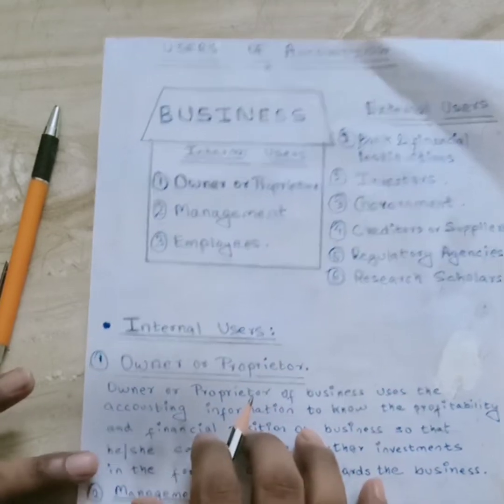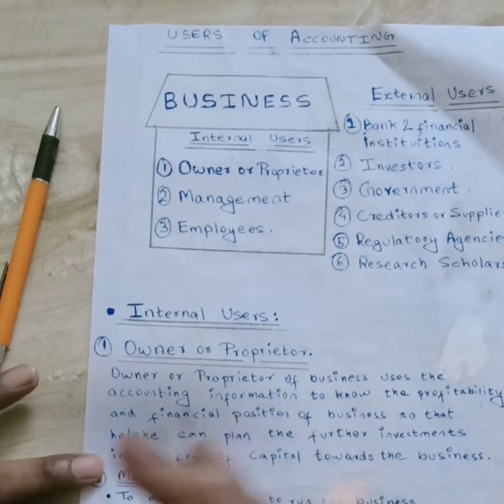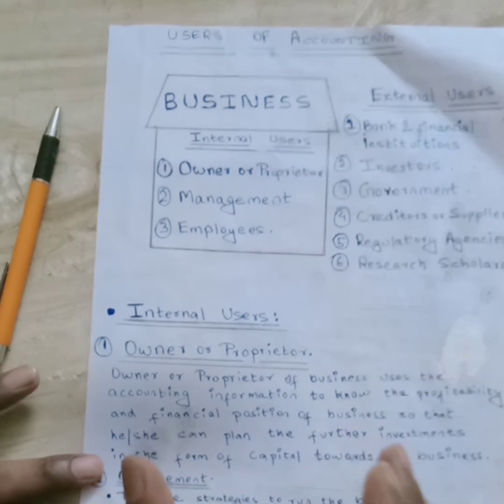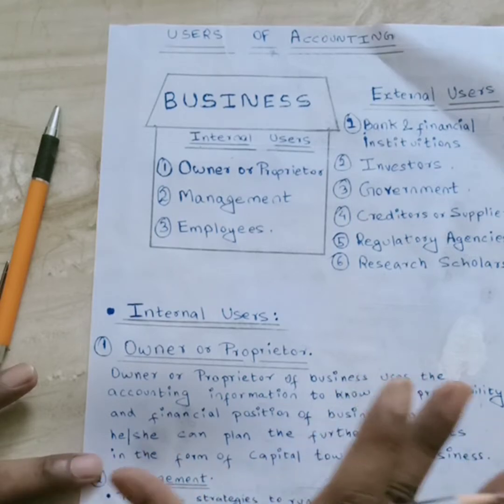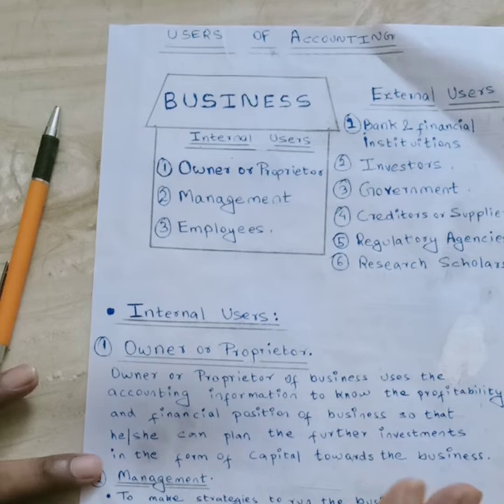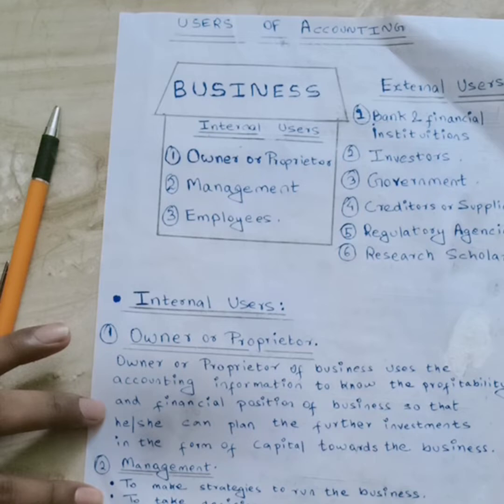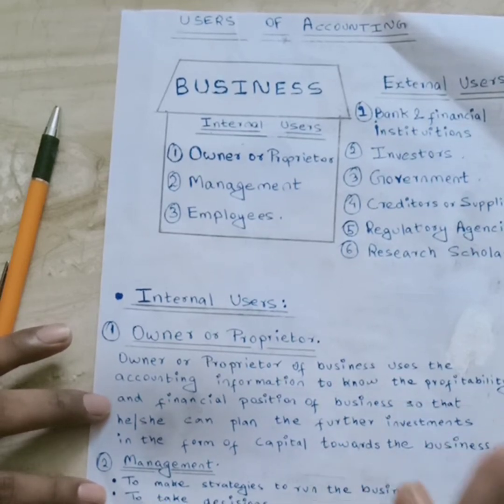First, internal users. Owner or proprietor. The owner or proprietor of the business uses the accounting information to know the profitability and also the financial position of the business, so that he or she can be prudent regarding his or her future investments in the business. So the owner, after knowing the profitability and the financial position, how many assets the business has gained or how many liabilities the business has to pay off, can plan his or her future investments in the capital of the business.